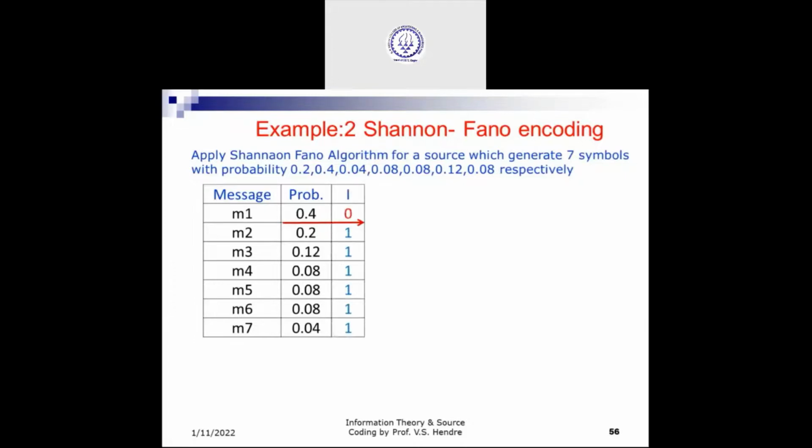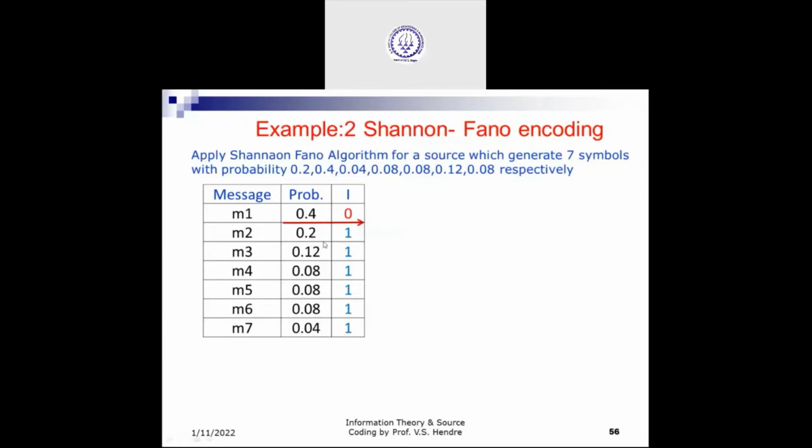As per step number 3, upper part I will assign binary 0. Lower part, I will assign binary 1. Upper part has a single element, so I need to stop this process, and now I need to focus on the lower part. Now for the lower part, if I take the first element, that is 0.2, and the rest of the elements sum to 0.4.